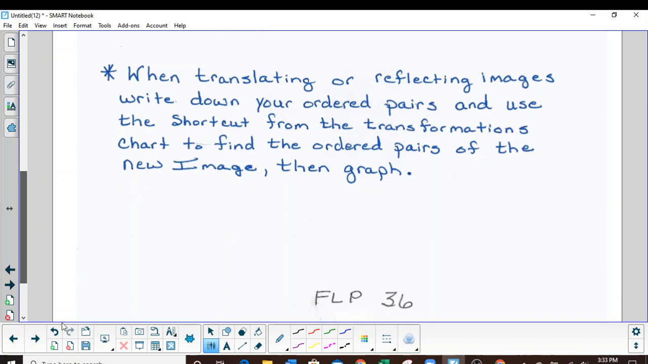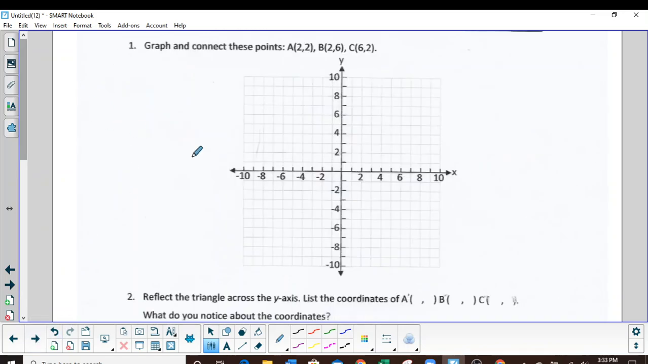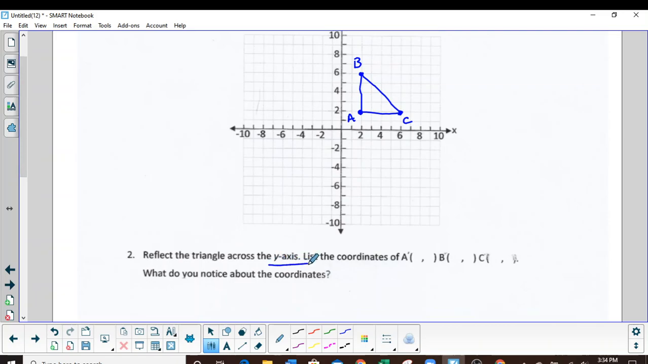I think it's just 2 reflections. It might run a little long, but that's okay. Let's pop through this. It says graph and connect these points. 2, 2, put it right there. 2, 6, right there. Oh, I need to label that A. Okay, this is B, and C is 6, 2. Right there. All right, let me connect these. There we go. Cool.